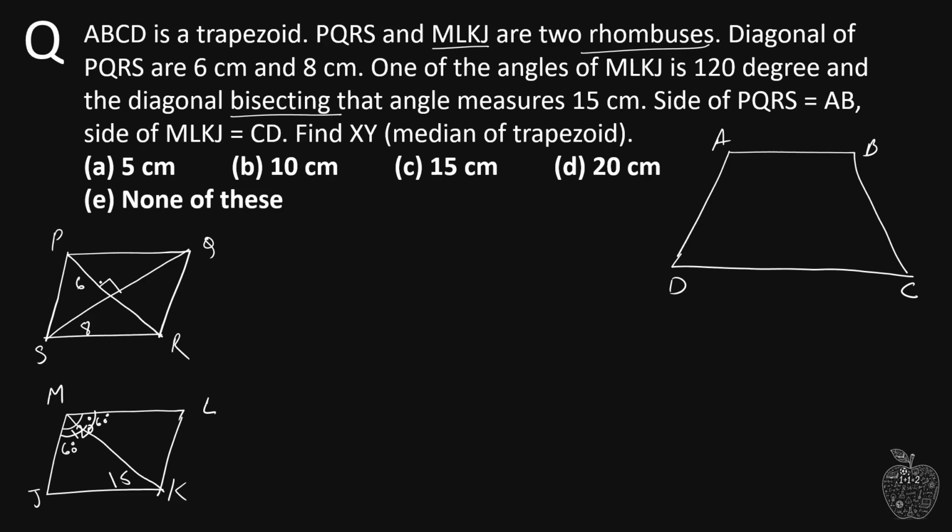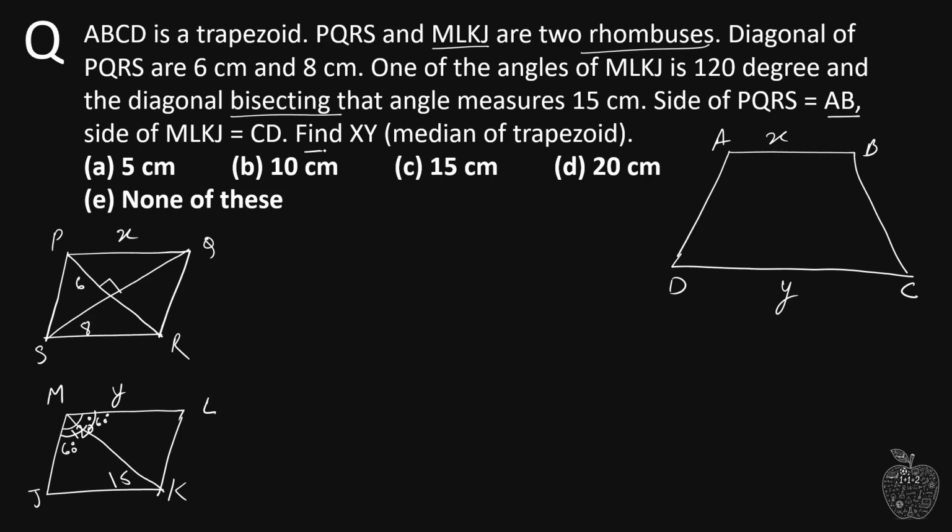All right, side of PQRS is equal to AB. Now the sides are equal, so let's take the side of rhombus PQRS as X, and this X is equal to AB. So AB will also be equal to X. And the side of MLKJ, this rhombus MLKJ, let's take this side as Y. And the side of MLKJ is equal to CD. So this CD is over here, so this will also be equal to Y.